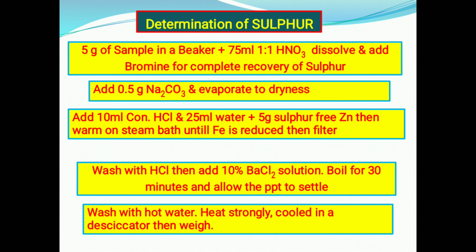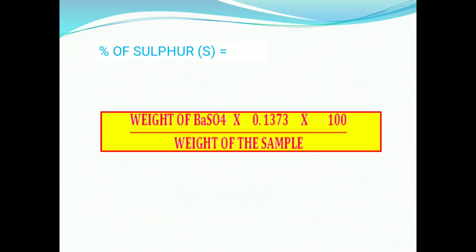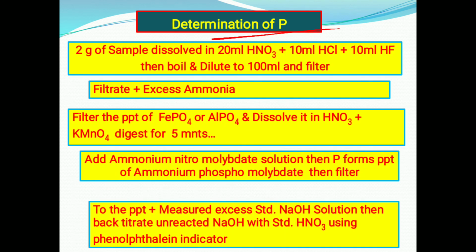This is the gravimetric method. First of all, you need to oxidize the sulfur by the addition of HNO3 and bromine water. Then sulfur will be converted into sulfate ion. Then add barium chloride solution, and it forms the precipitate of barium sulfate. Next, determination of phosphorus.